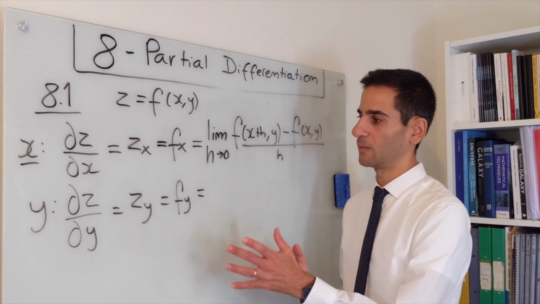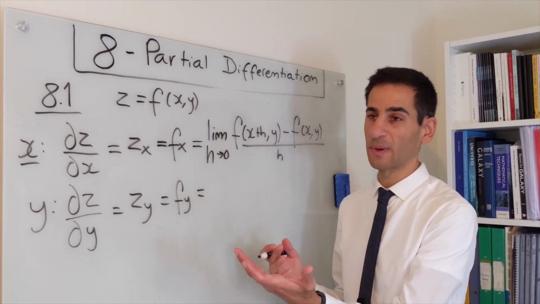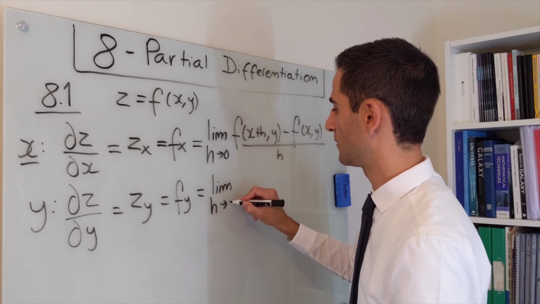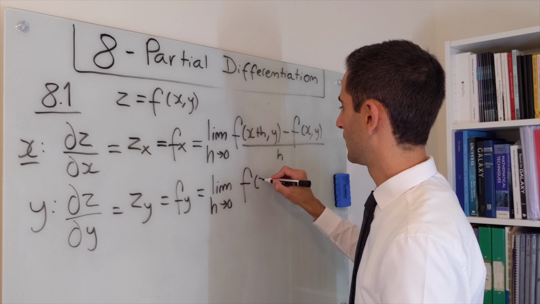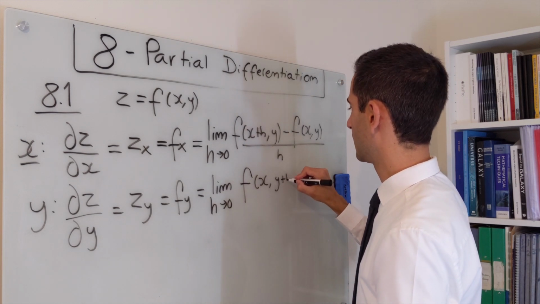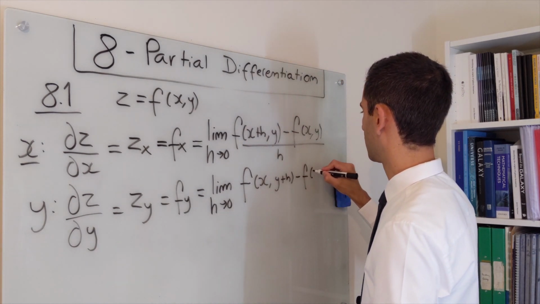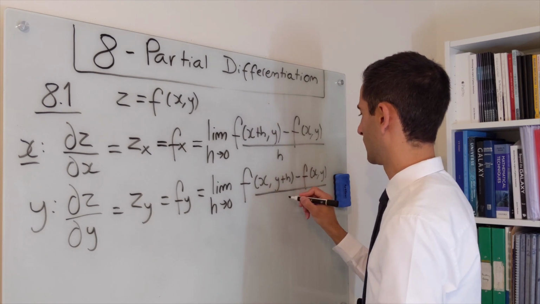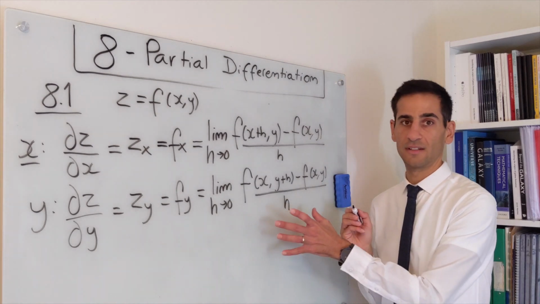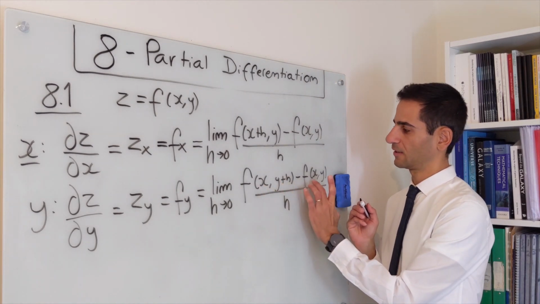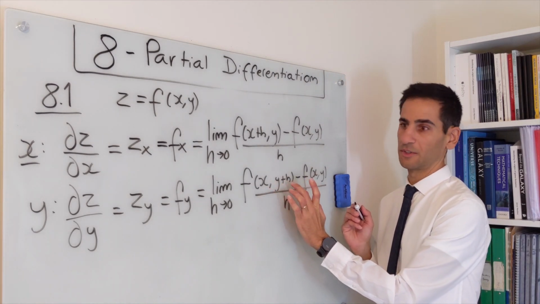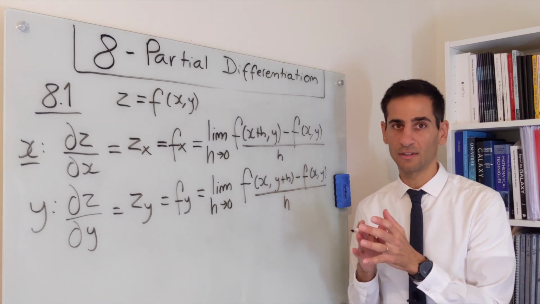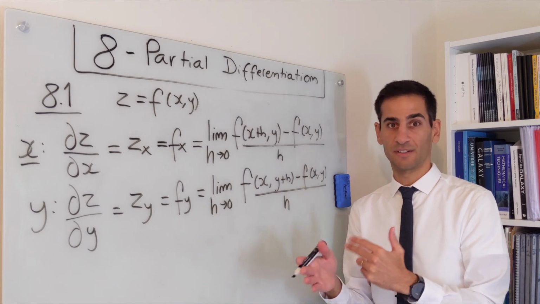And in a similar way, we can write that the partial derivative in respect to y is given as the limit when h goes to 0 of f of x, y plus h, minus f of x, y, over h. In this case, it is also clear that we're keeping x fixed because it's not changing. What we're changing is y. So we're looking at the variation of this function along the y direction, keeping the x direction fixed.